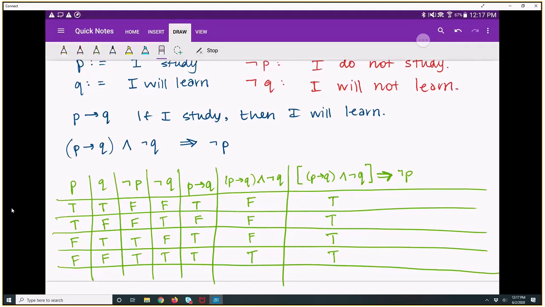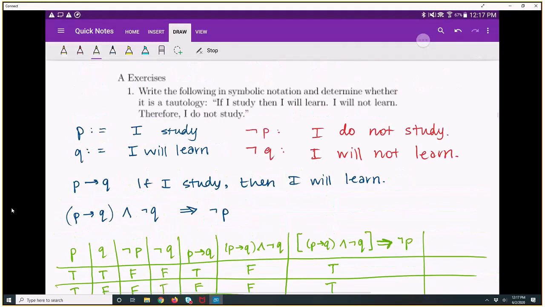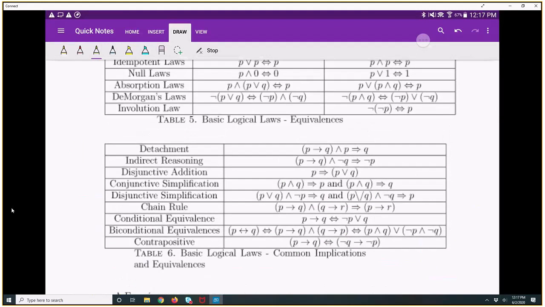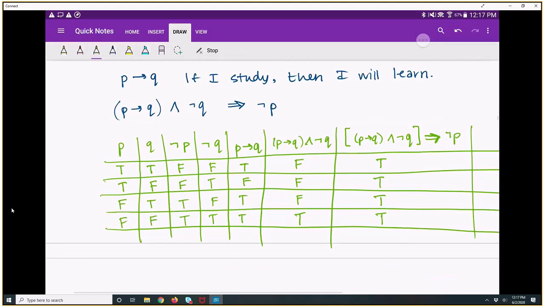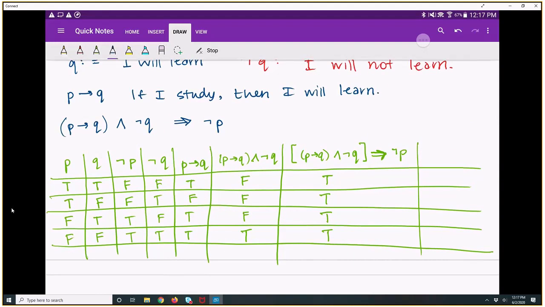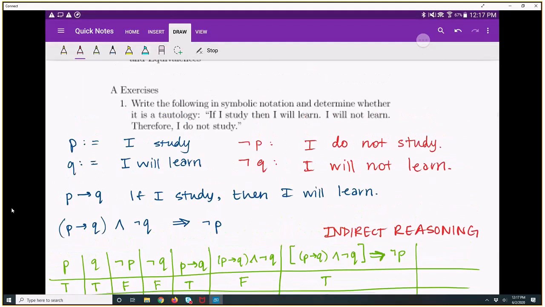Now if we look back at the table above, I will actually find this tautology here in my laws of logic, and this is called indirect reasoning. And this is one of the laws of logic. So let's revisit that statement. If I study, then I will learn. I will not learn, therefore I do not study. That's a perfectly true statement.